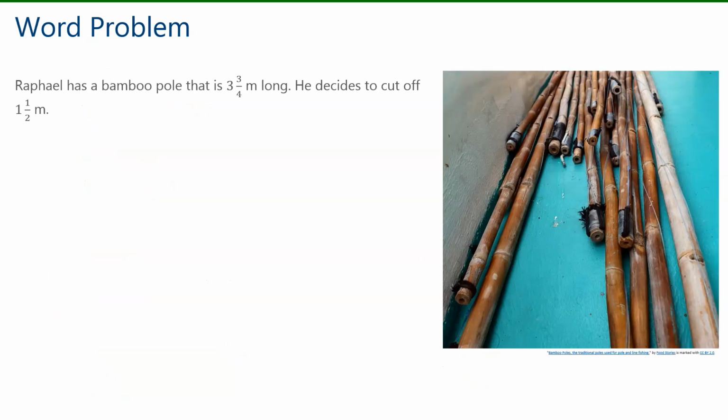Raphael has a bamboo pole that is 3 3/4 meters long. He decides to cut off 1.5 meters. The question is, what is the length of the remaining bamboo pole in meters that Raphael has? Well, if he's cutting off, then that's going to be a subtraction. Our operation is subtraction here. So we're going to go 3 3/4, and we're going to take away that 1.5.